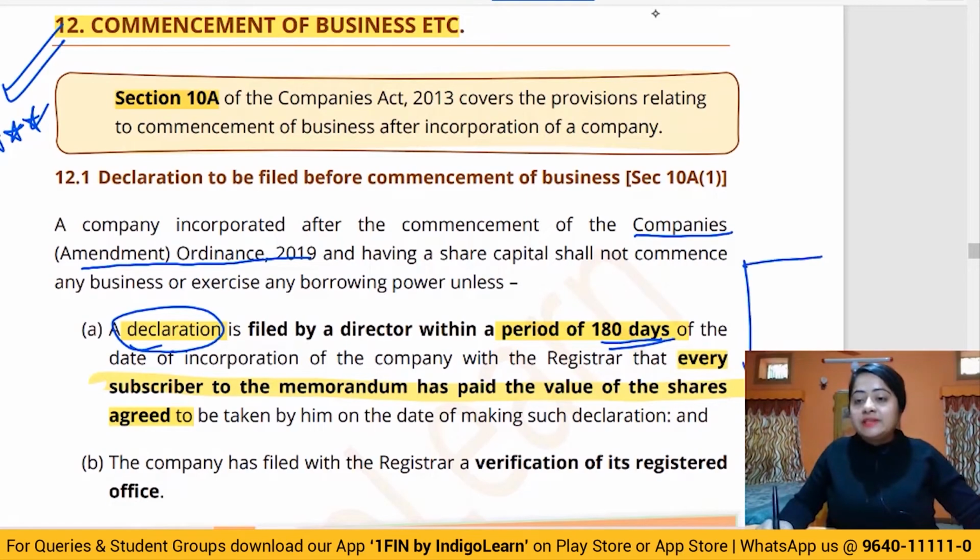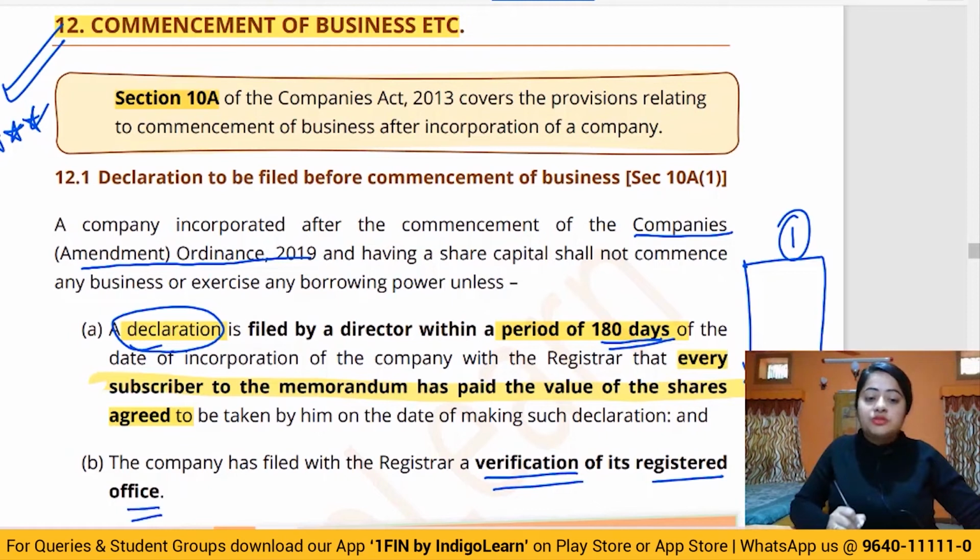In this declaration, they will write down that all the subscribers to the memorandum, all the initial members, have paid for the number of shares that they had taken up. So this is the first condition. The second condition is that they will have to file a verification of the registered office with the registrar of companies. Wherever the registered office is going to be, they will have to submit proofs relating to the registered office of the company with the registrar as per section 12. Until and unless both of these conditions are satisfied, the company cannot commence business.